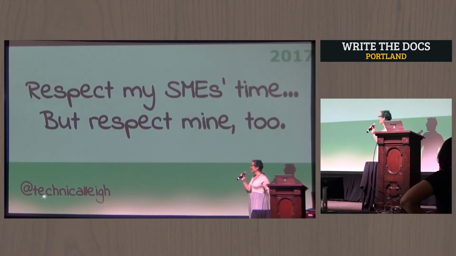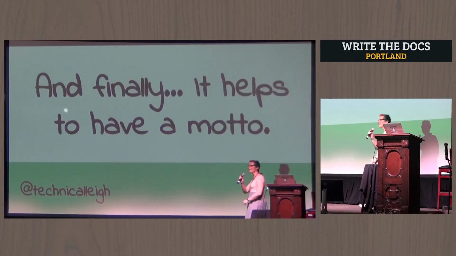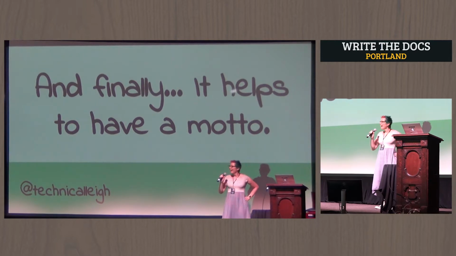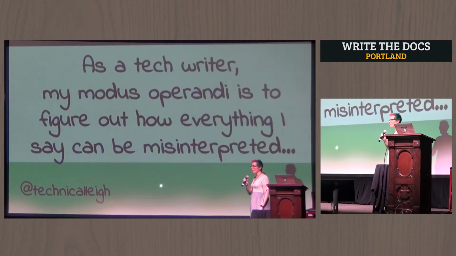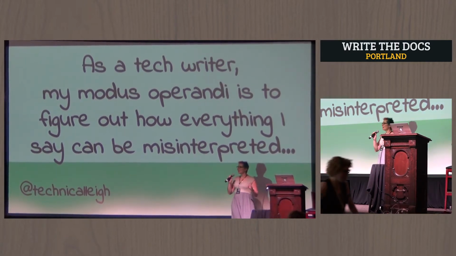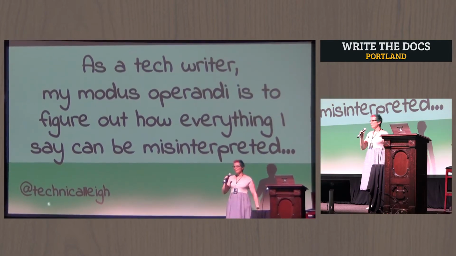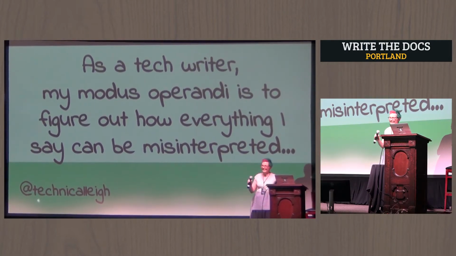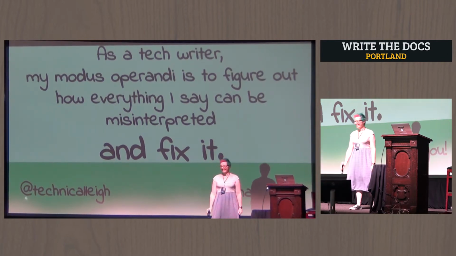So those are my 5 things, but I want to leave you with one last bonus idea, which is to have a personal motto. I forget exactly when I came up with this, but my personal motto, and I live by this: as a tech writer, my modus operandi is to figure out how everything I say can be misinterpreted and fix it. Thank you all.